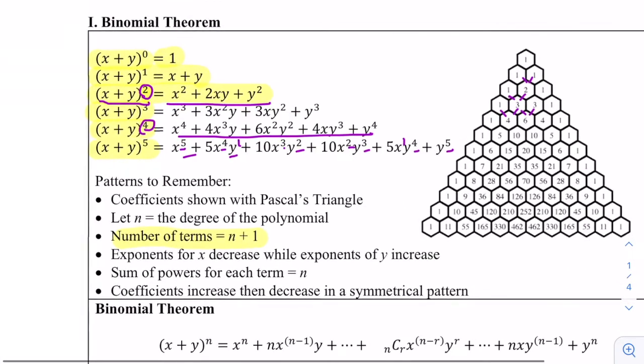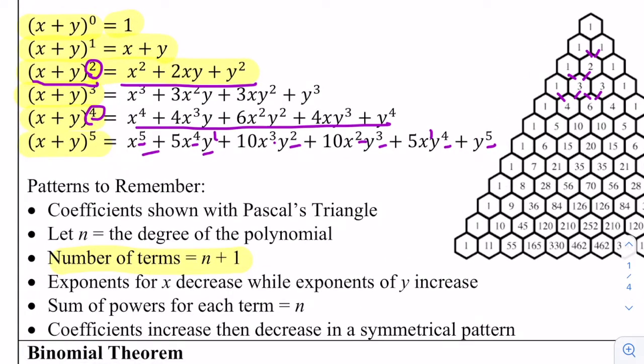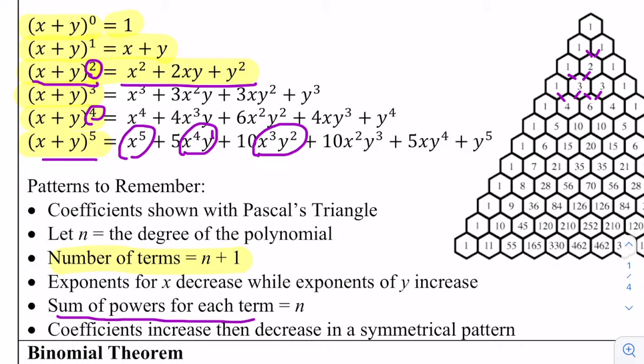Okay, whenever we have two variables, looking at these degrees, we know that the degree of this last row, (x + y) to the 5th, is 5. So each of these terms must have a degree of 5. So x to the 5th, that's easy. But we have x to the 4th times y. So that really has a degree of 5, 4 x's and 1 y. Here we have 3 x's and 2 y's, again adding to equal 5. So the sum of those powers for each term will always equal n.